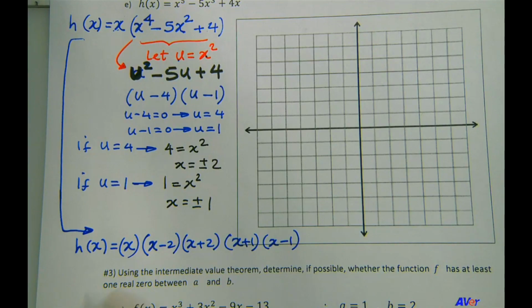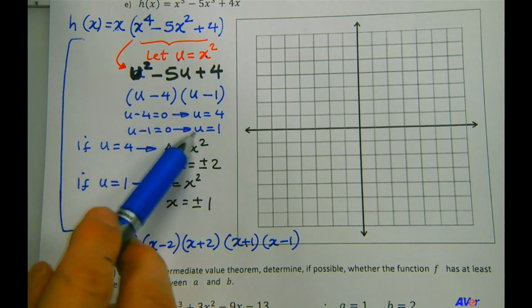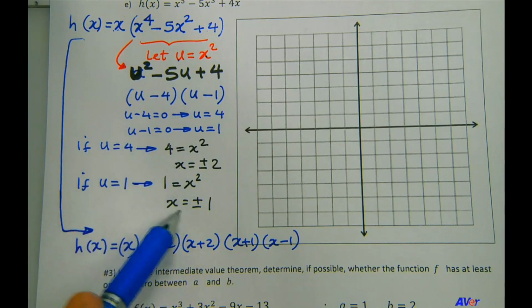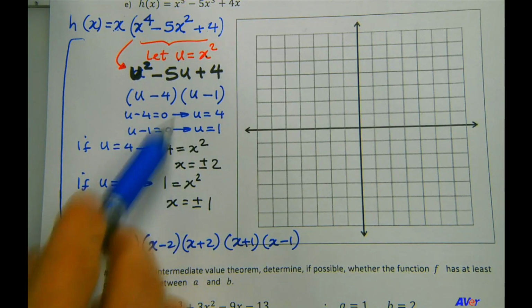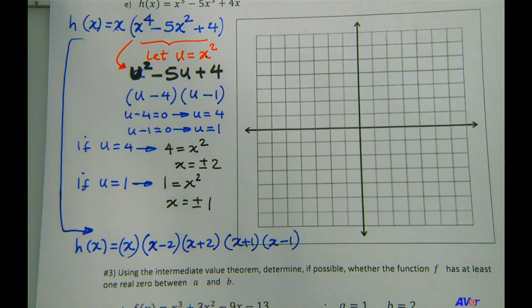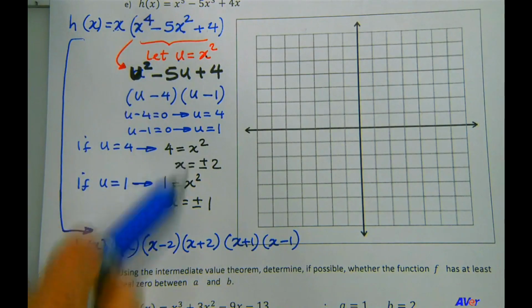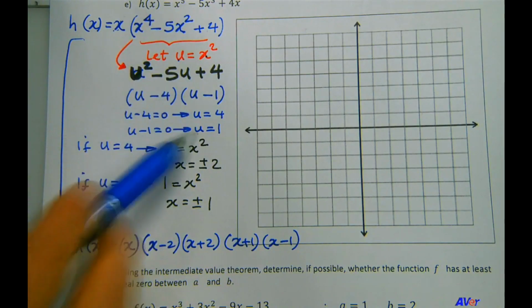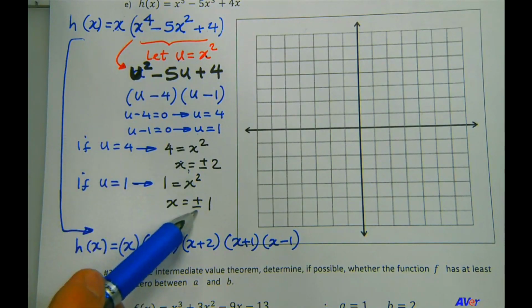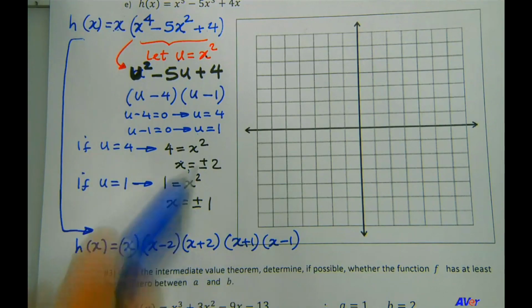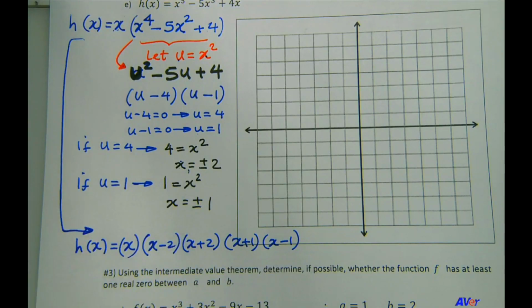So we found all the zeros in u terms, then all the zeros in x terms. That's what we're looking for. The u substitution method is just a technique to help us solve for the zeros. We figured out all the u's, and then using u's, we figured out the zeros of the polynomial, and we use that to write the factors.